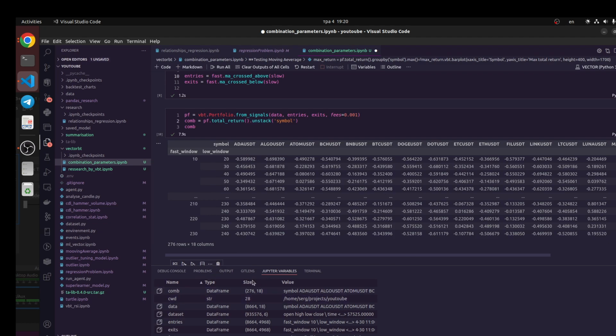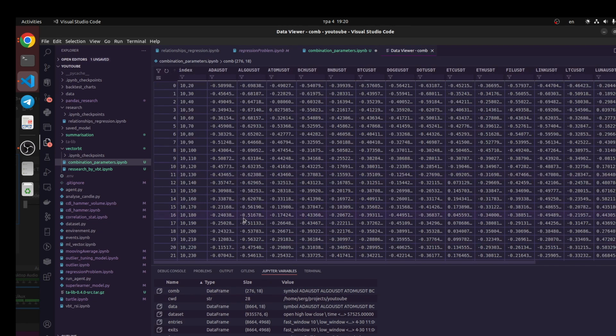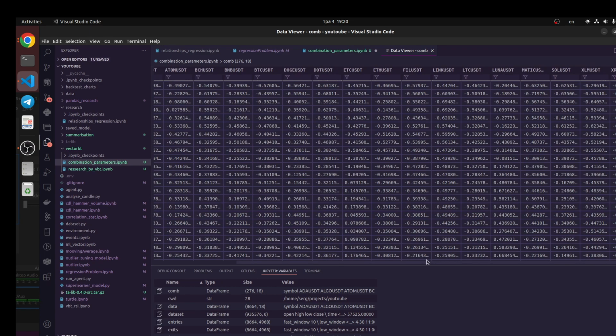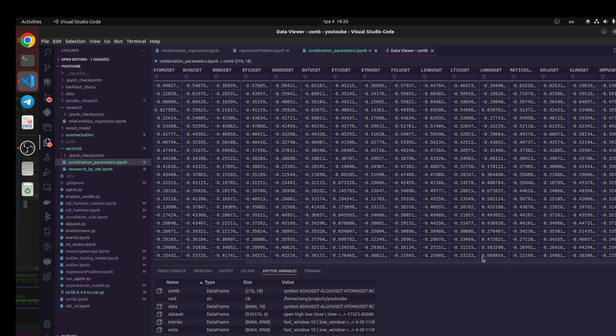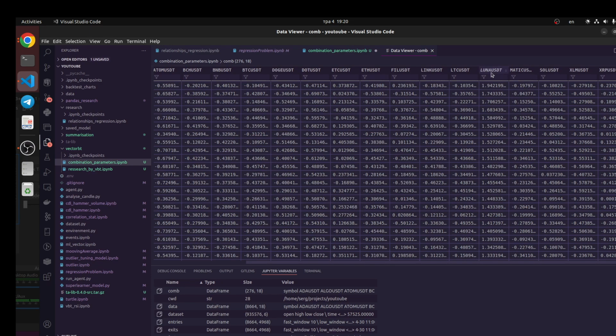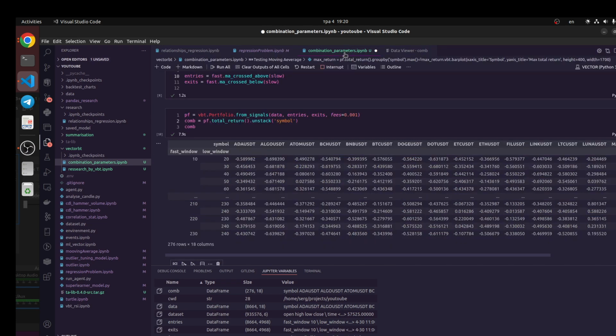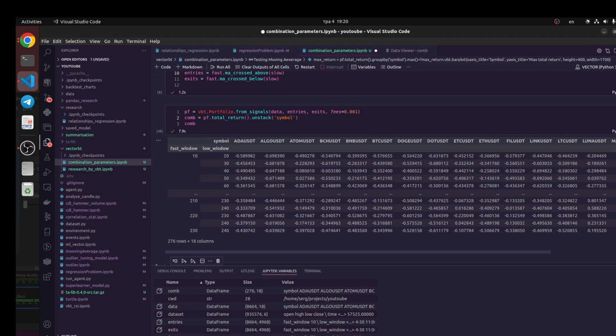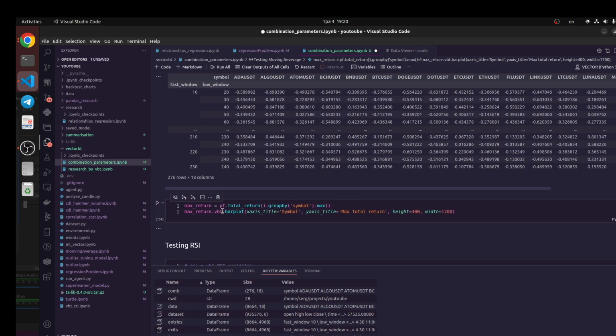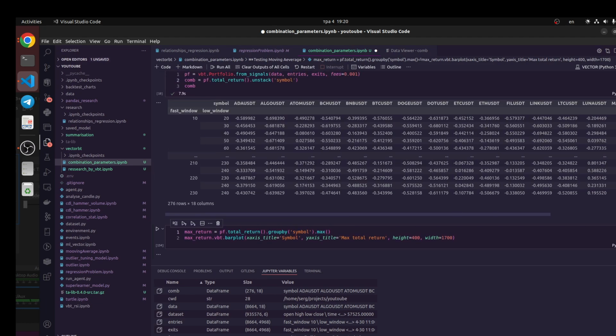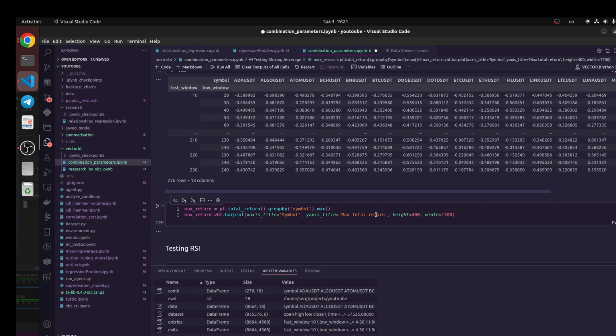Let's look at this one, how it looks. Okay, you see, for example, I know the best ideas would be for these tickers, and we could achieve some very nice profit for the last half of the year. Okay, let's do a bar plot. We need to group by symbol and apply the maximum returns of this strategy. You need to find the best combination in this pandas data frame.